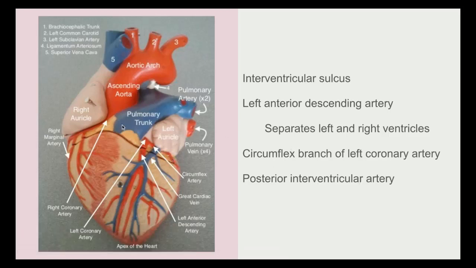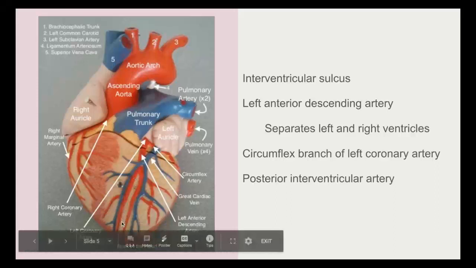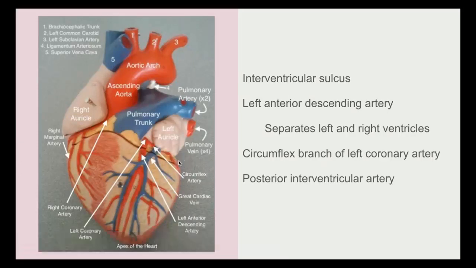So next we have the circumflex artery. The circumflex branch of the left coronary artery is just a branch coming off of the left coronary artery. You can see it kind of coming up here. The left coronary artery is going to be bifurcating, or separating, into the LAD and also into the circumflex branch right through there.